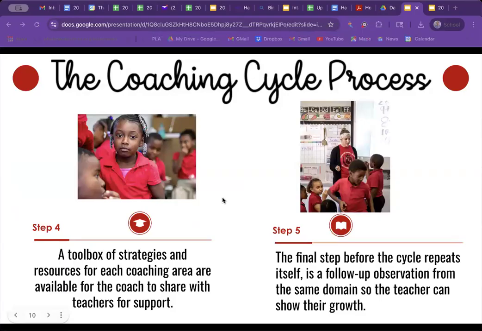Step 4 is a toolbox of strategies and resources for each coaching area that are available for the coach to share with the teachers for support. So you'll receive some available resources to help you continue to grow as a teacher. And step 5, which is the final step before the cycle repeats itself, is a follow-up observation from the same domain so the teacher can show their growth.